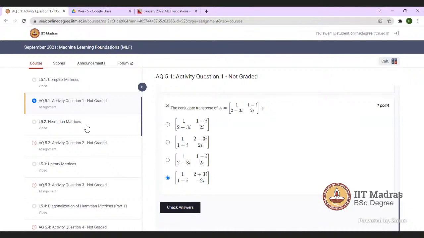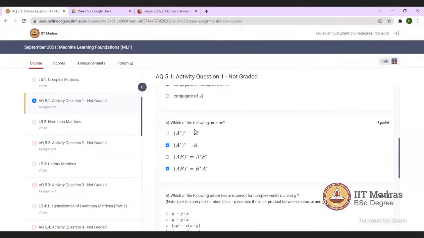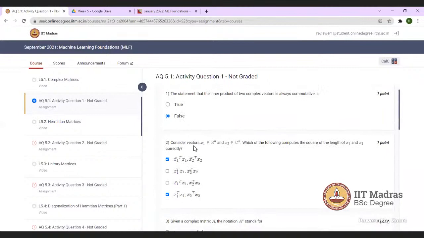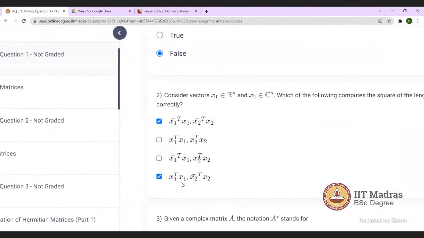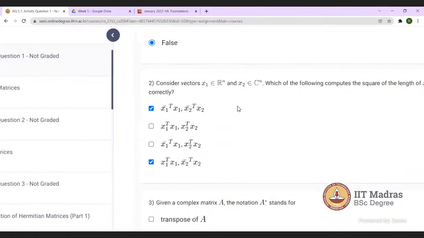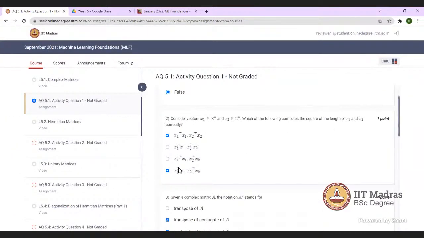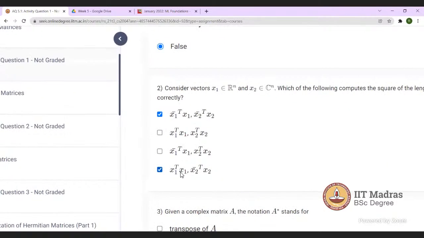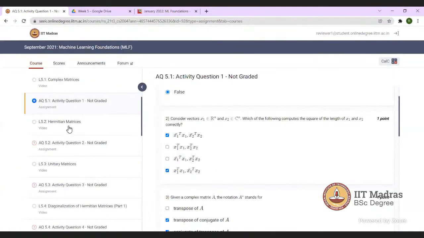Sir, question number 2, repeat, sir. Question number 2. This one. Option D. Why is it correct? Yeah, option D. See, for a real vector, for a vector consisting of real numbers, the magnitude of the vector is nothing but the transpose of the vector times itself. Clear, sir. Okay.